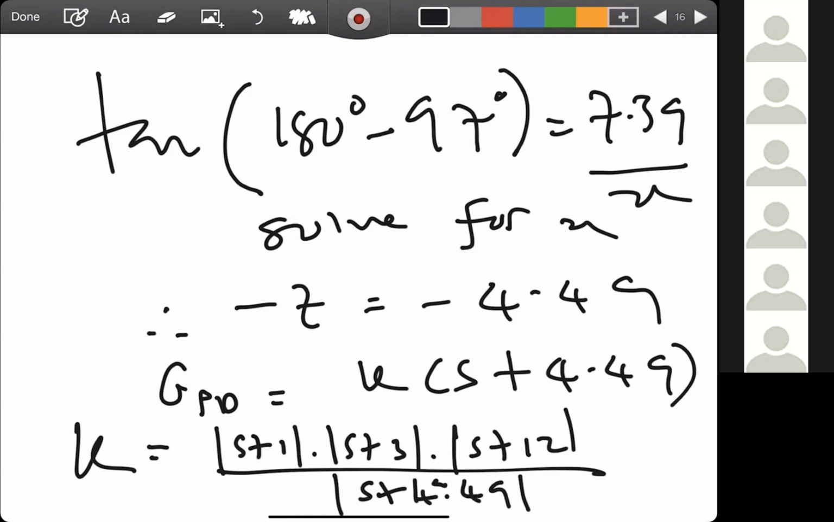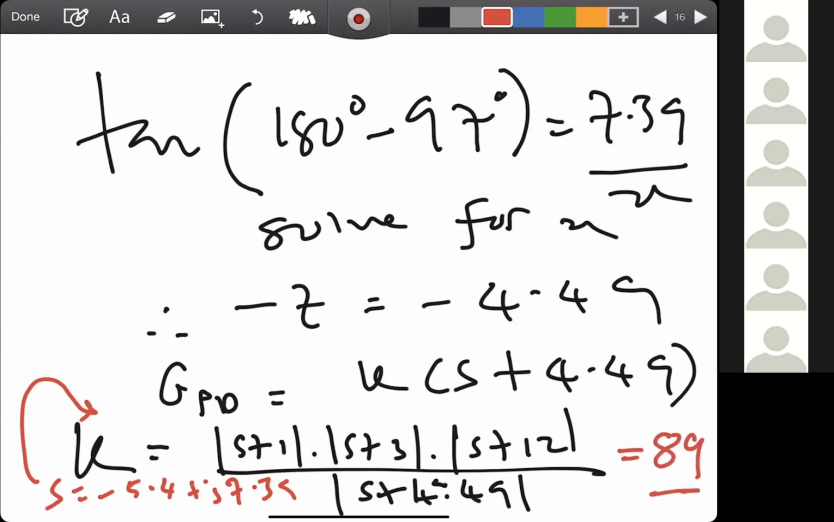Okay, so you insert the S value. The S value is the new dominant pole, which is -5.4 plus j7.39. Ismail, what is the value of K? The new dominant pole is inserted into the magnitude criteria. Using your calculator, you get 89.